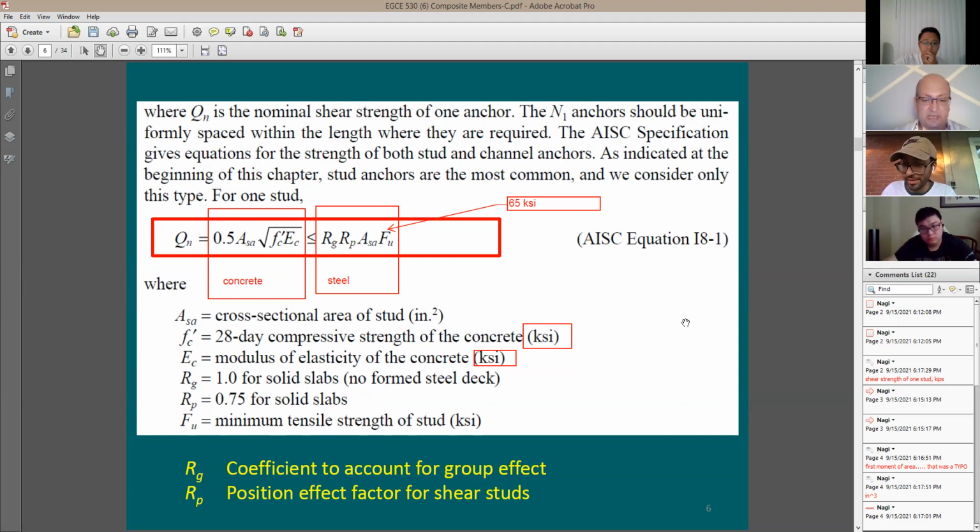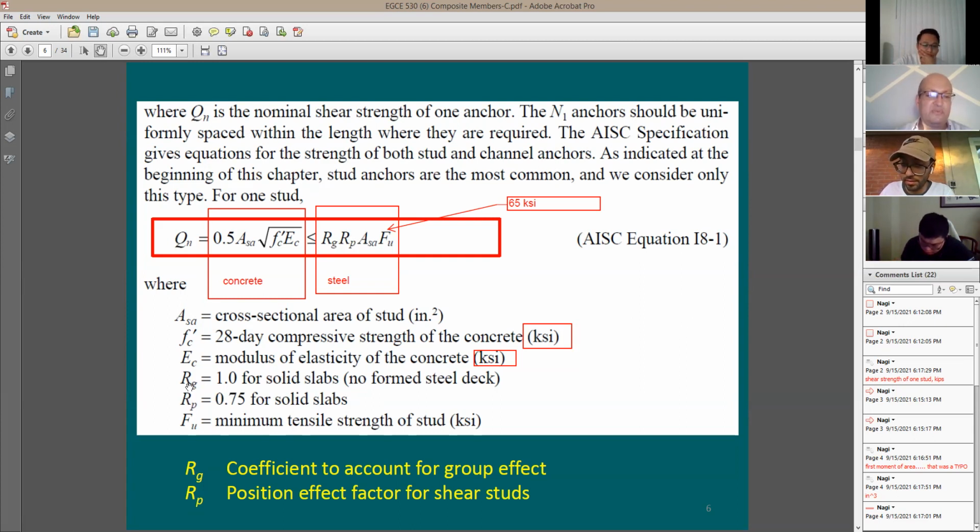RP says here, as it says, the effect factor of shear stud, we're going to see this very soon. This is going to be for the position. Where are you going to put it? You remember we said, would you put it to the right? Would you put it to the left? It depends on the shear force, right? Where it's coming from.